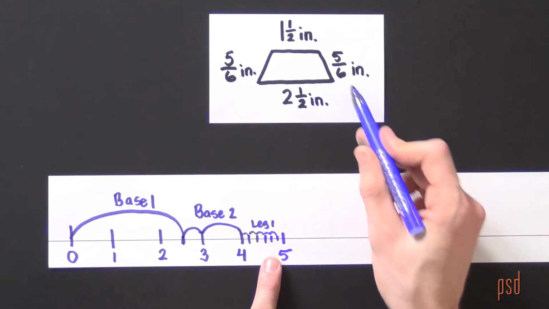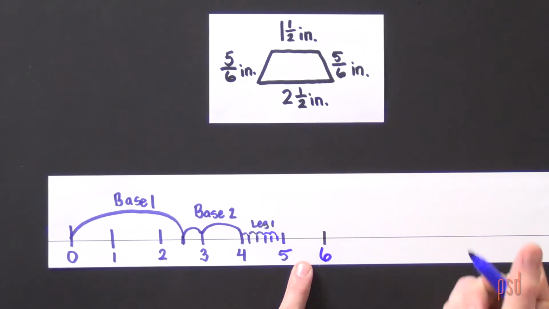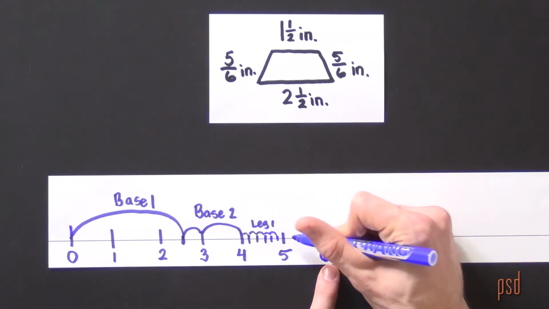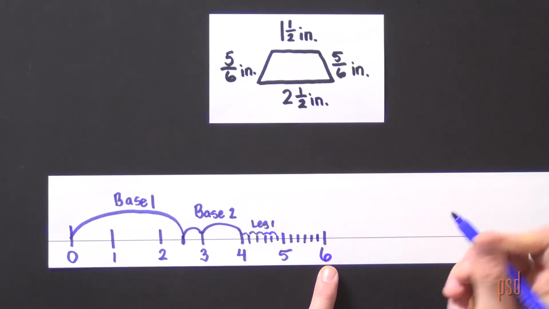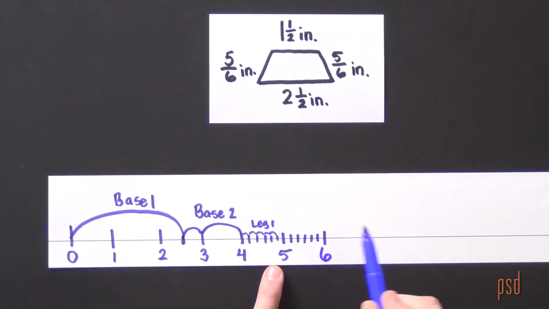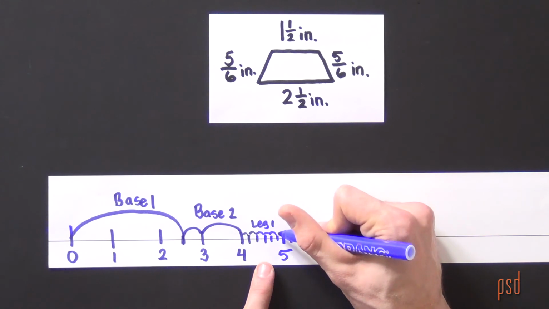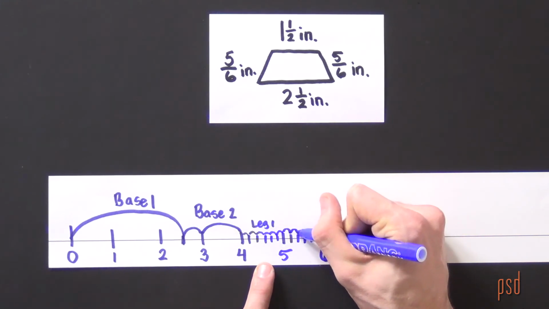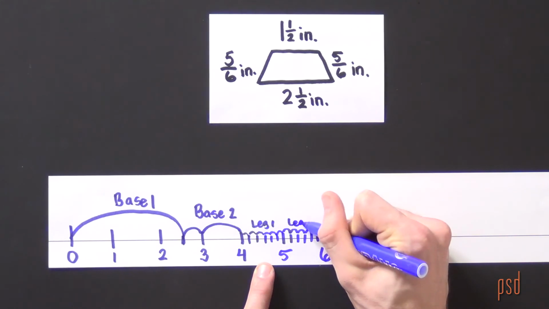Now I need to add in my last leg, which is also 6ths. I'll show a 6 here for 1 more inch, and I'll break it into 6ths. Now I need to add 5/6 inches more. I already have 1/6 of an inch right here, so I just need to add 1, 2, 3, 4, 5/6 inches for leg 2.